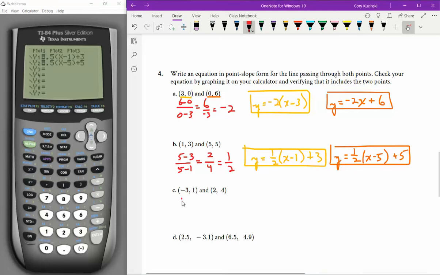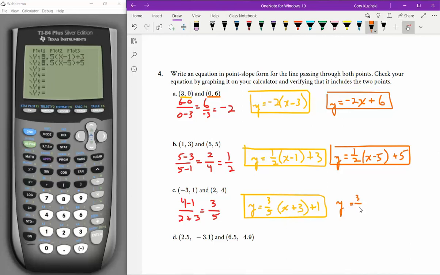All right, slope: 4 minus 1, that's my change in y. 2 minus negative 3, or 2 plus 3, gives me 3/5. So one equation I could write is y equals 3/5 times x plus 3 plus 1. Or if you want to use the second point, which it really doesn't matter, you could have y equals 3/5 times x minus 2 plus 4.